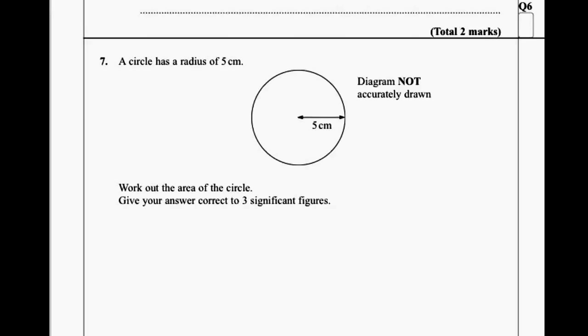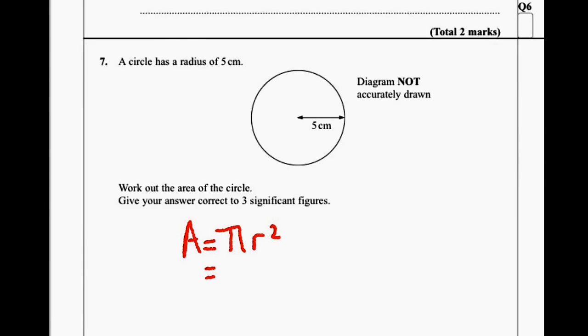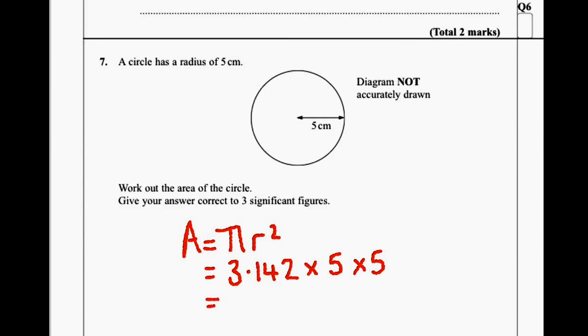Question 7. A circle has a radius of 5 centimetres. Work out the area of the circle. I need to remember that area equals pi r squared. So pi, I'm going to take as 3.142 times 5 squared, which is 5 times 5. I'm going to type it into my calculator. 3.142 times 5 times 5 equals 78.55 centimetre squared.